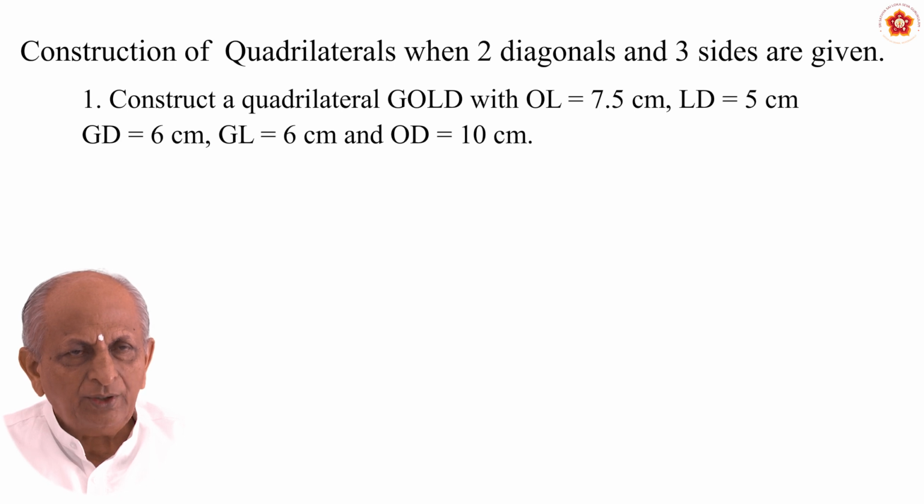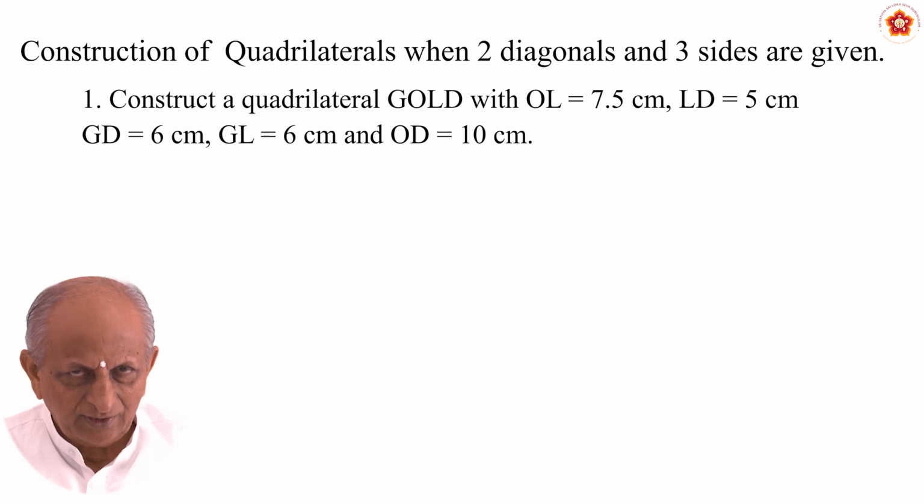Now let us see one construction of a quadrilateral. How many sides does a quadrilateral have? 4 sides. How many diagonals will it have? 2 diagonals. So now let us see the case where 2 diagonals and 3 sides are given. Okay, now let us go to the gold shop. You are all golden students, correct? So let us draw a quadrilateral, namely GOLD. So you have to draw a rough figure.